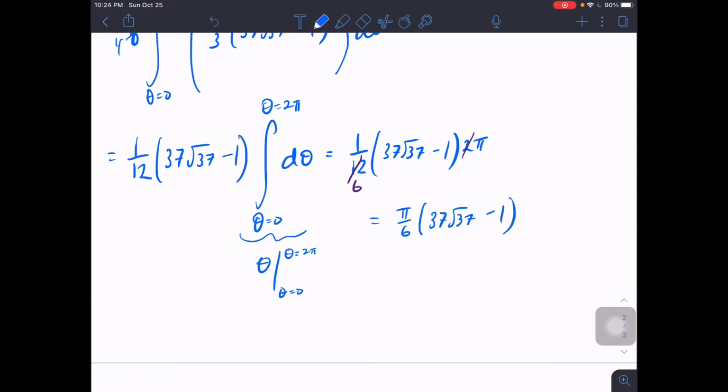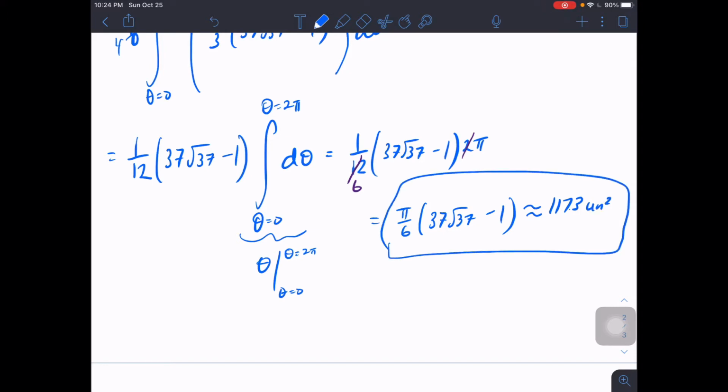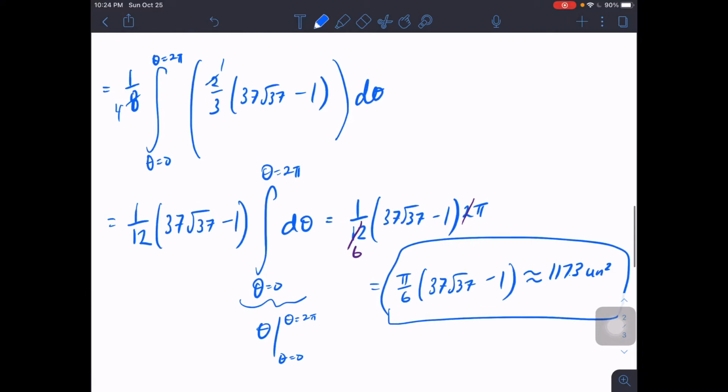And that's going to be approximately, I think I wrote this down somewhere. There it is. 117.3 units squared, because remember you're doing the surface area of the paraboloid underneath the plane z equals 9.